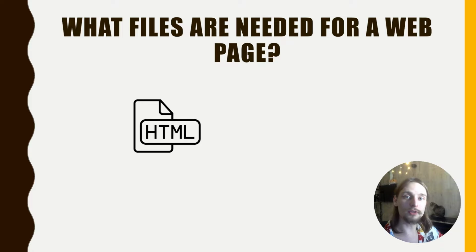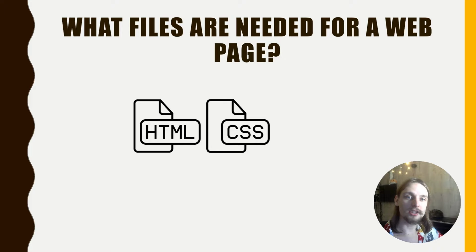The second crucial file you need to create a web page is called CSS. CSS stands for Cascading Style Sheets. It is a language used to style your web page. With CSS, you can change the color of your text, the background color of your web page, the font size, font family, and many other things. CSS allows you to create a web page with the design and style that you want. You can think of CSS as the skin of your web page.